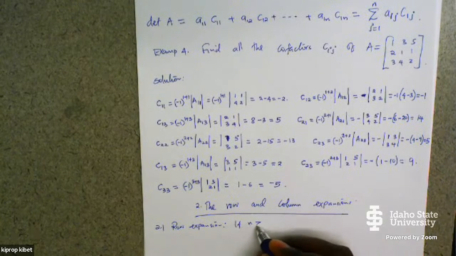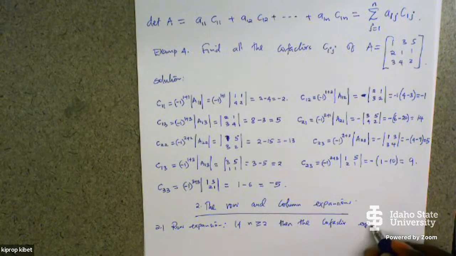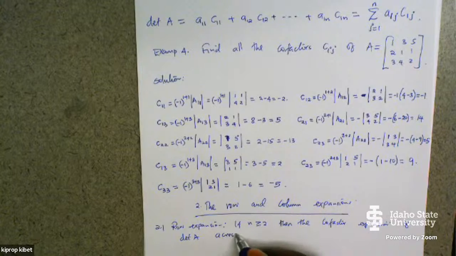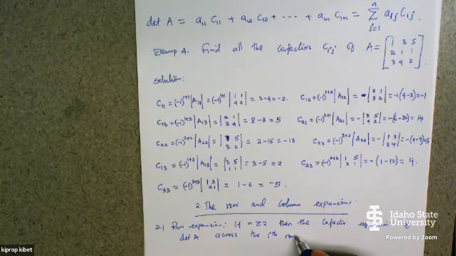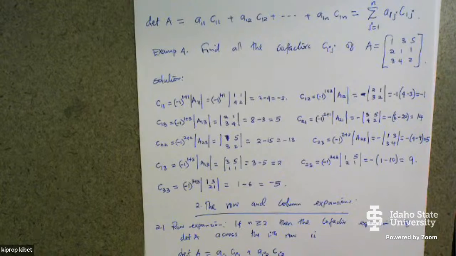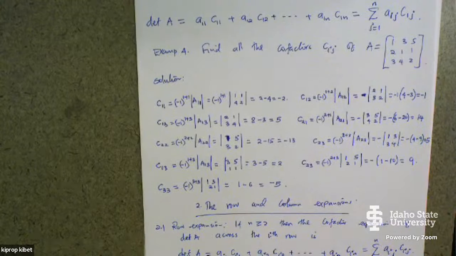Now, if n is greater than or equal to 2, then the cofactor expansion of the determinant of A across the ith row is: determinant of A equals a_i1 C_i1 plus a_i2 C_i2 plus ... plus a_in C_in, which is the same as the summation of j equals 1 to n of a_ij C_ij. So you can use the row here.